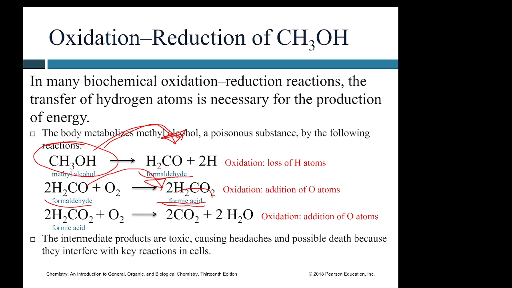How much methyl alcohol is made to toast? Usually like a couple shots. Yeah, a couple shots' worth. This is just nothing. No, it's not much.